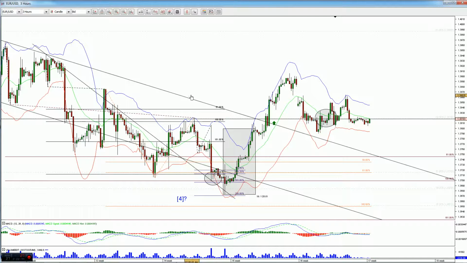So this upper line of this downward channel. There was a breakout of this, and retesting may give us an opportunity to enter into a long position again. Okay, so that's the Euro USD.